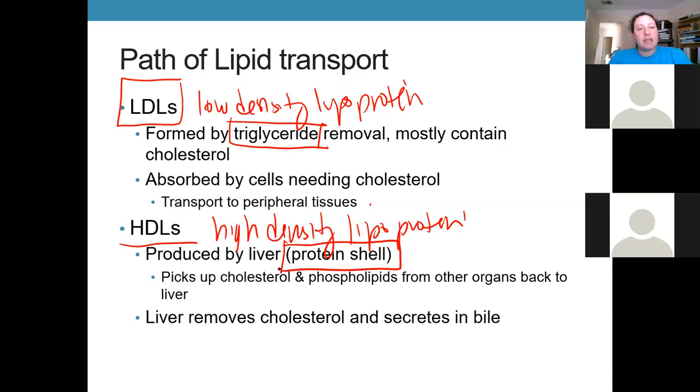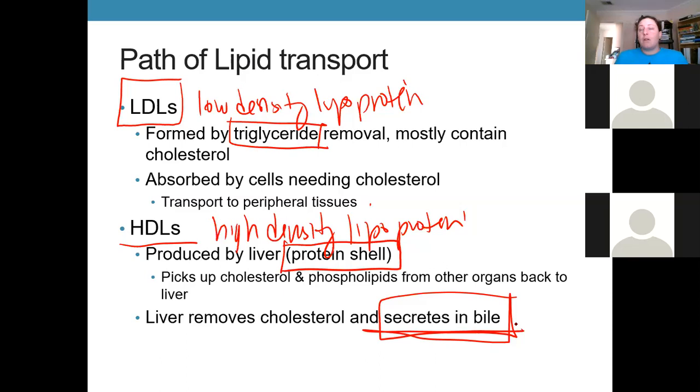So basically, this is how the liver says, all right, any extras, send it my way. And so this is why we consider this to be good cholesterol, because it's actually removing it from body tissues, and then it will be secreted in the bile. So you'll actually be getting rid of some amount of cholesterol, which is good if you have too much of it. And that's kind of it in a nutshell.